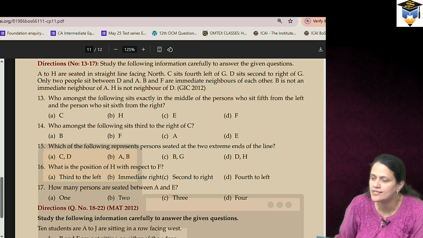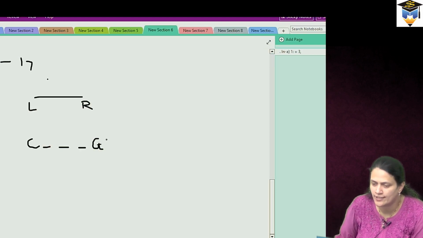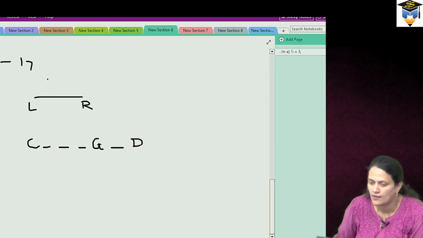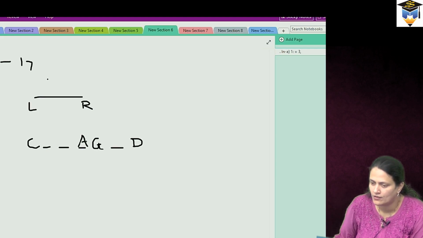Then D sits second to the right of G. So where does D sit? Second to the right of G. Only 2 people sit between D and A. B and F are immediate neighbors. So where is A placed? A is placed over here. They have given B and F as immediate neighbors, so this is B, this is F.